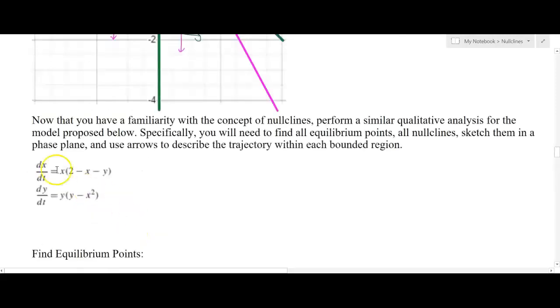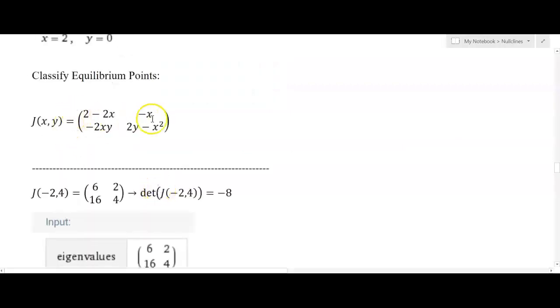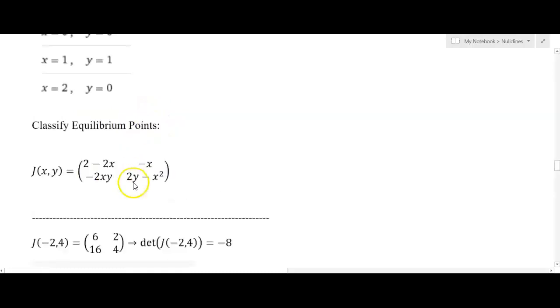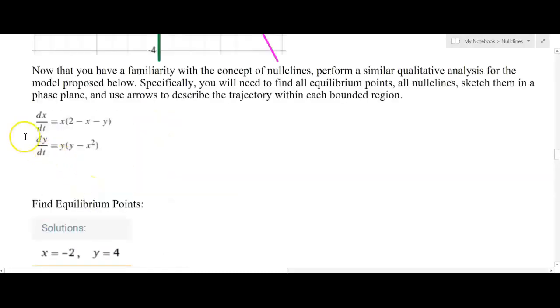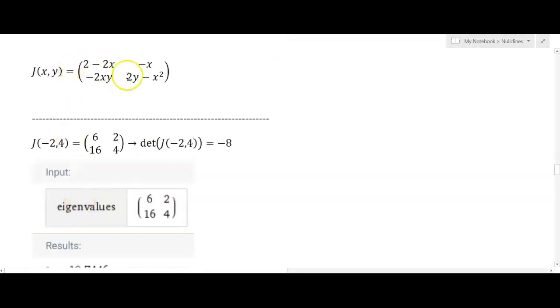The Jacobian matrix will be, the top left component will be the derivative with respect to x of this, and the top right component will be the derivative with respect to y, which will give us 2 minus 2x and negative x. And the derivative of dy/dt with respect to x is negative 2xy, and the derivative of dy/dt with respect to y is 2y minus x squared.